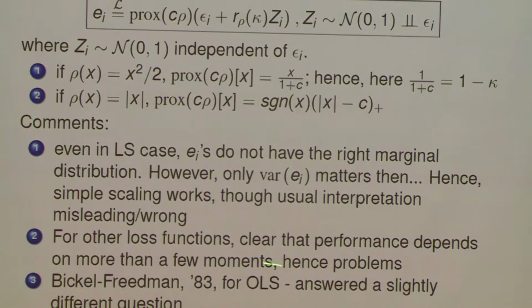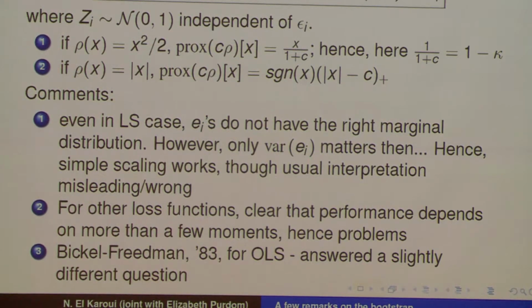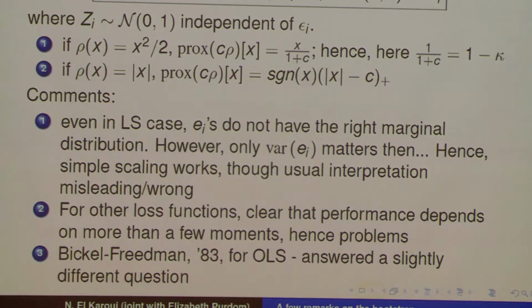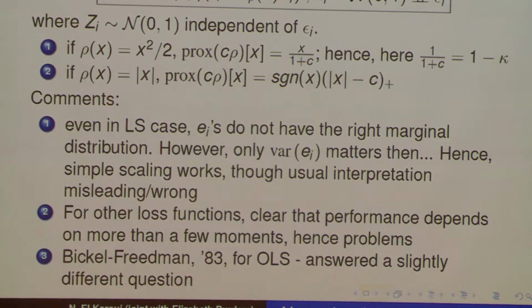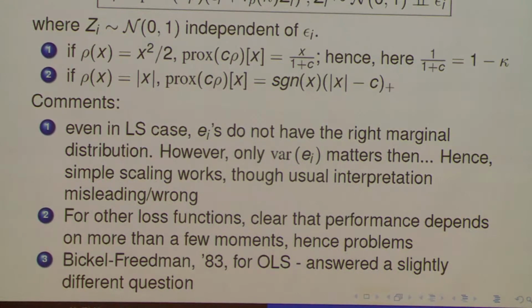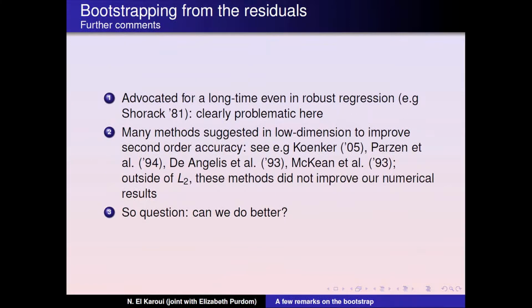And as I said, Bickel and Freedman ask a slightly different question, which is: does it work in all directions? And it's clear that no, because you can find a direction that's sensitive to the true error distribution, even for least squares. And that's why we have a different conclusion. I think they asked the right question in '83. I think we're asking the question that people are using right now.